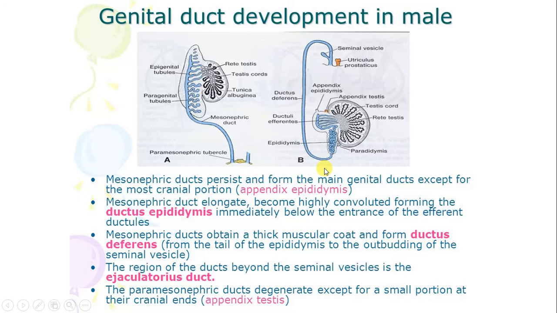The paramesonephric duct degenerates except for a small portion at the cranial end, which develops into the appendix testis. Do not confuse this appendix epididymis with the appendix testis. They are two different things. Okay.